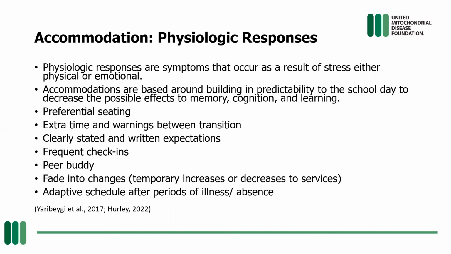But we also want to fade into changes. So we're going to temporarily increase or decrease services. So say your child's been out sick for an extended period of time. When they go back to school, we're not going to pick up immediately with all their therapies. Like they can spend more time in the classroom and they're not going to speech or whatever is your preferred fade. Sometimes after a period of prolonged illness, we may have a one-to-one aid at that time, and then we gradually phase out that aid. So we can add or we can subtract at that point.